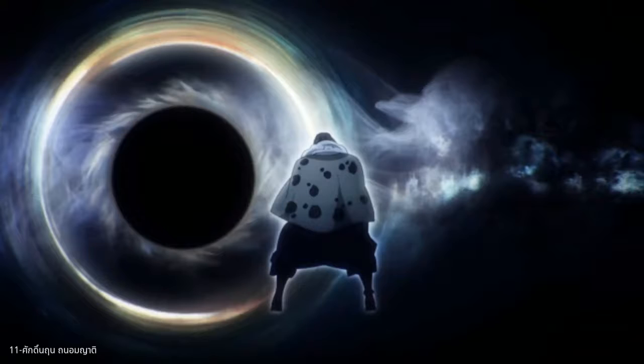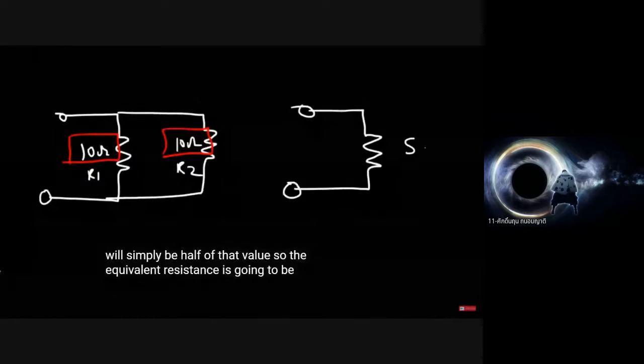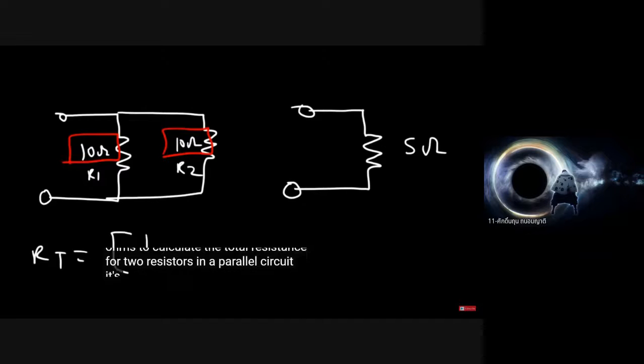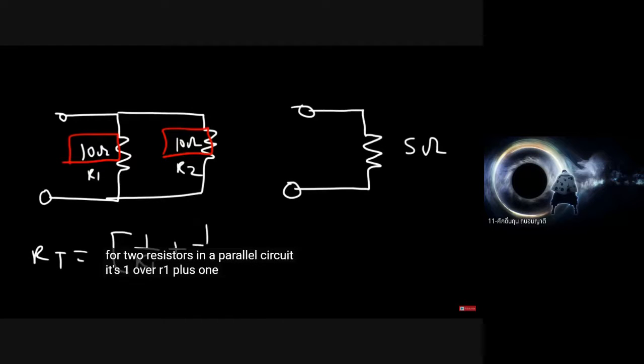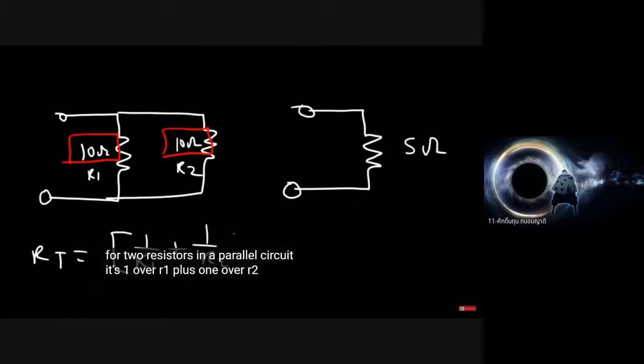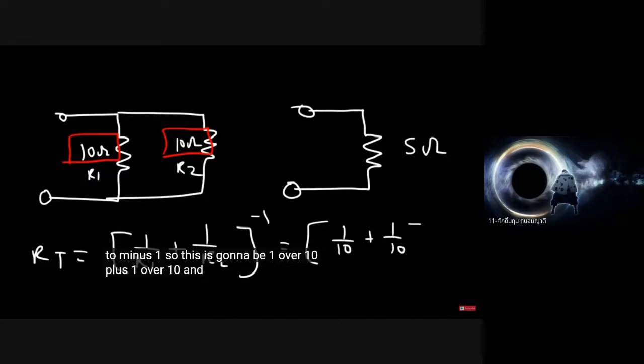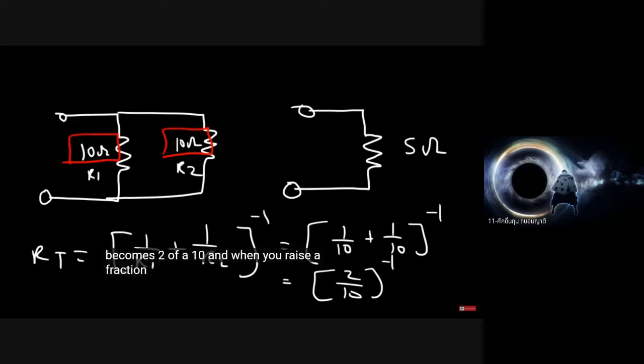So the equivalent resistance is going to be 5 ohms. To calculate the total resistance for two resistors in a parallel circuit, it's 1 over R1 plus 1 over R2, raised to the minus 1. So this is going to be 1 over 10 plus 1 over 10 raised to the negative 1. Now 1 plus 1 is 2, so this becomes 2 over 10. And when you raise a fraction to the negative 1 power, you basically flip the fraction. And so this becomes half of 10, or 10 divided by 2, which is 5.